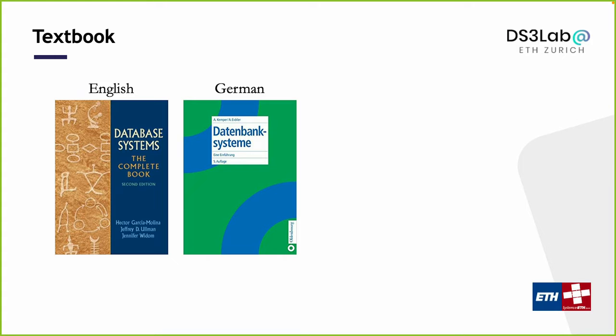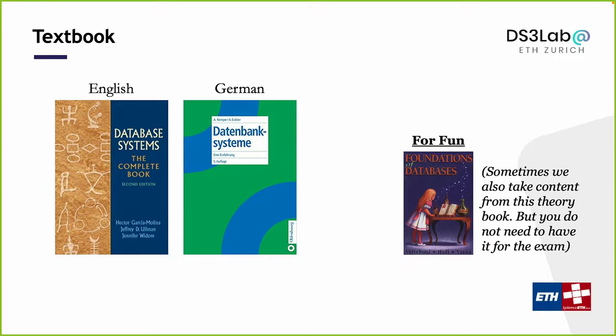Okay, great. So textbook, right? We will focus on the English one, the Database System: The Complete Book, the Stanford book. There's a German textbook which is similar to this one, and you can use either of those. But when we write the textbook chapters on the web page, we will take the English one.